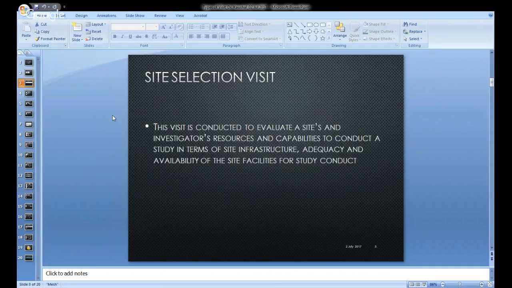This is the visit which is conducted before we have the final list of sites. This visit helps us in understanding how the site is equipped and what facilities are available, and this becomes one of the very crucial visits, because selecting the right site at the right time is very, very important. If at all we fail in a successful site selection, we would face several problems coming down the line.